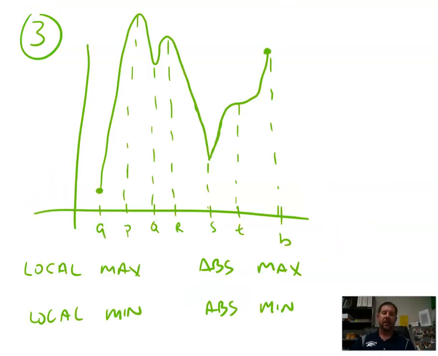Okay, here we have another function drawn on the closed interval a to b with a bunch of points marked in the middle: p, q, r, s, and t. We want to identify all of our local maxes and local mins, and then we want to identify our absolute maxes and absolute mins. So I'm going to say pause it, take a second, look at this, and see what you come up with.